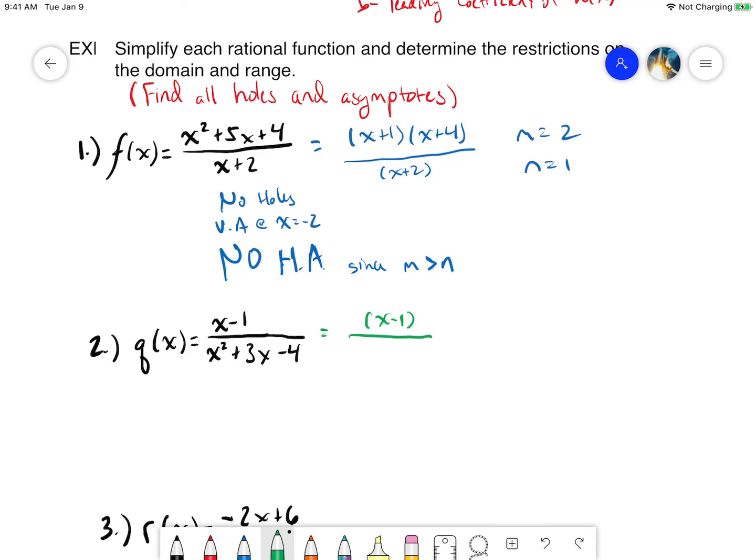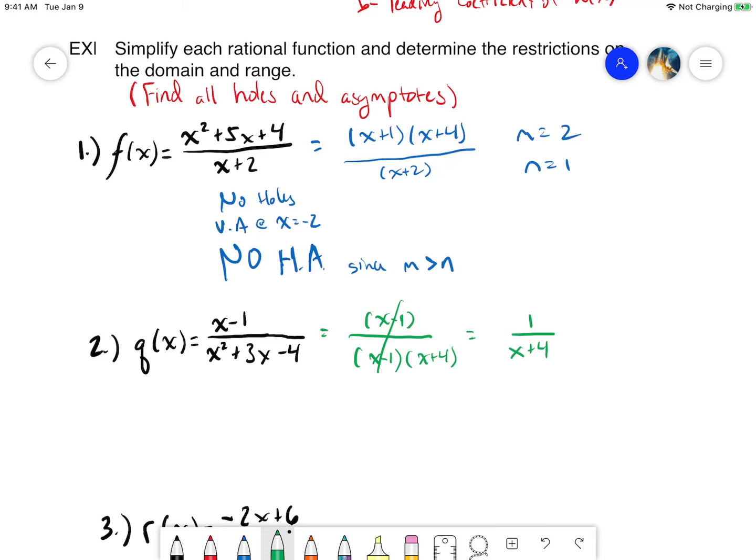Multiply together to give me -4, but add to give me +3. So that's going to be x minus 1 times x plus 4. Now, because I can remove the x minus 1, we're going to have a removable discontinuity, and I'm left with 1 over x plus 4.